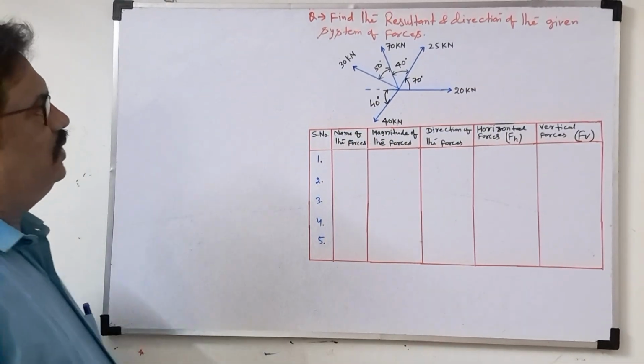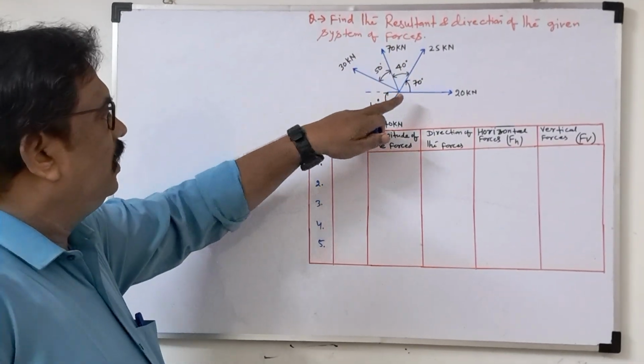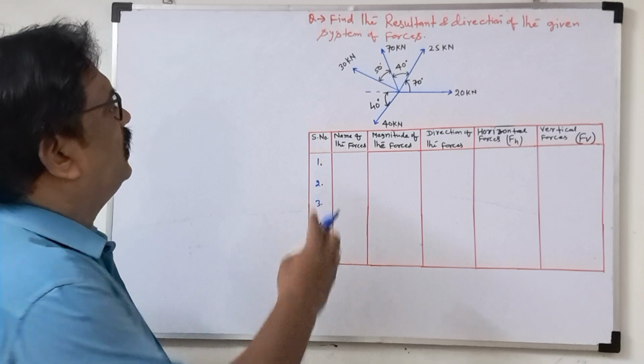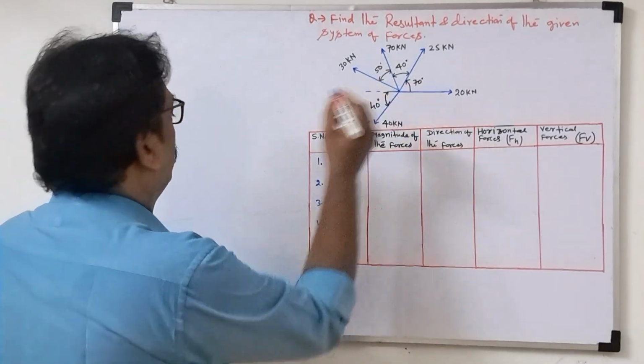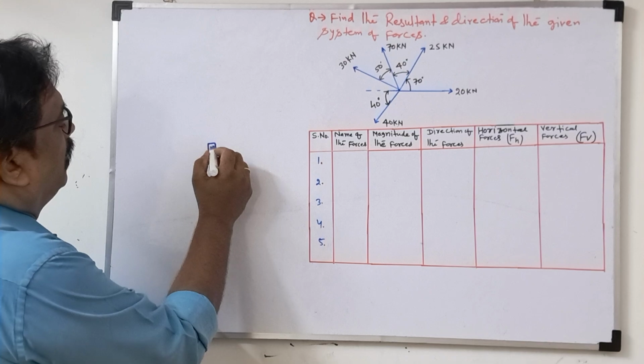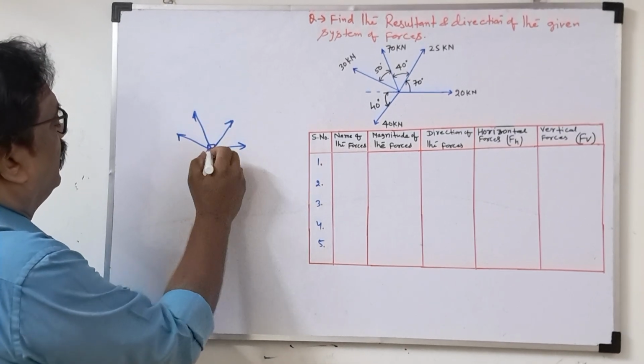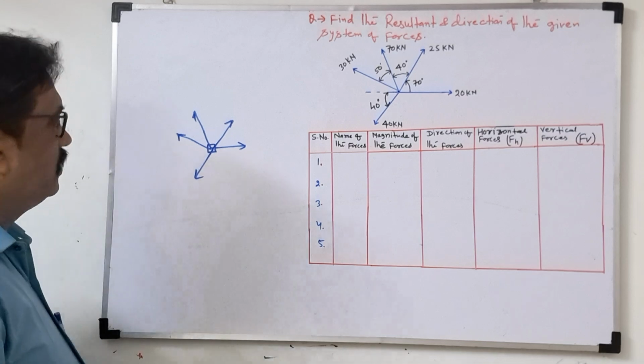So what is actually a system of forces? A system of forces is nothing but a group of forces acting together at a particular point. Suppose this is the point. See the example: suppose one block is there at this point, and a lot of forces act in different directions. This is called a system of forces.